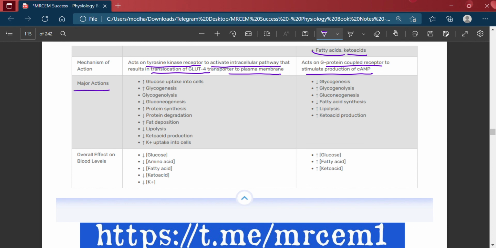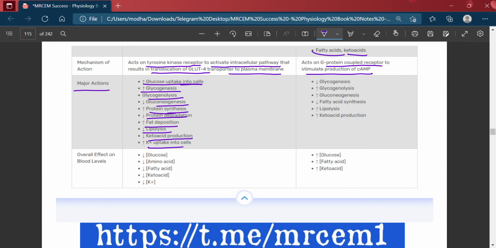What are the major actions of insulin? Insulin will increase glucose uptake into the cell, increase glycogenesis, decrease glycogenolysis, decrease gluconeogenesis, increase protein synthesis, decrease protein degradation, increase fat deposition, decrease lipolysis, decrease keto acid production, and increase potassium uptake into the cell.